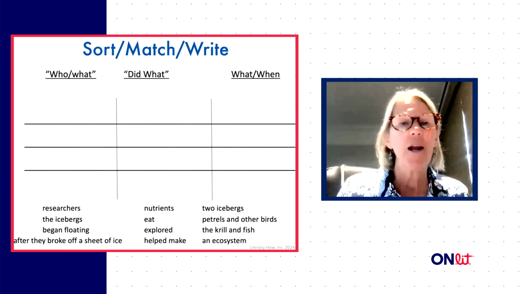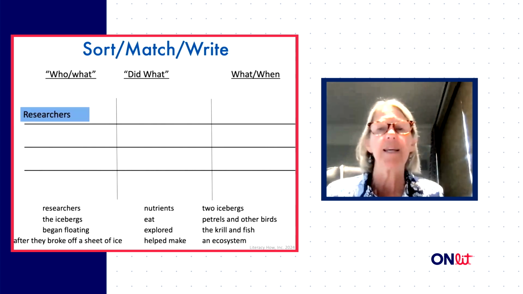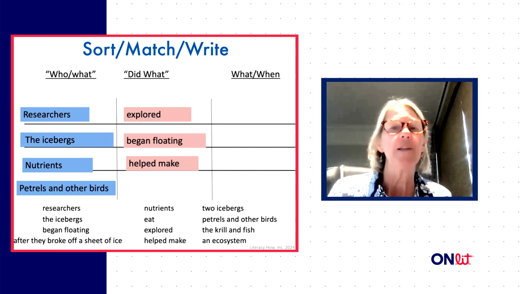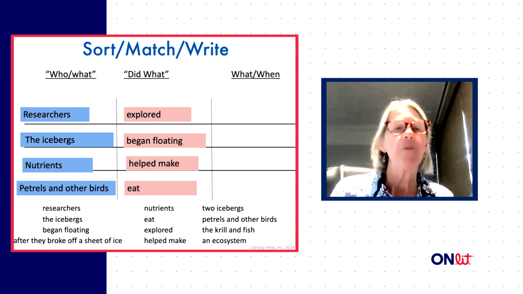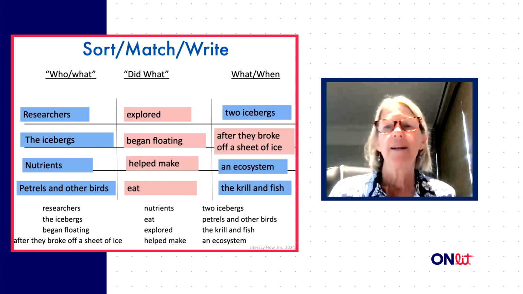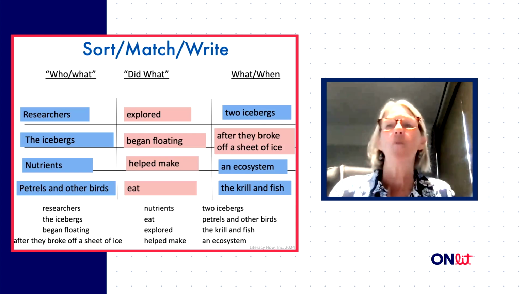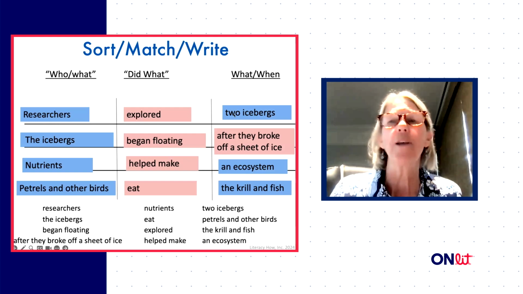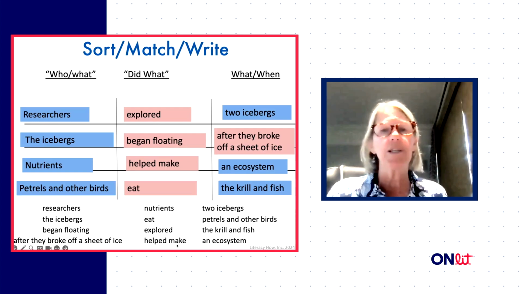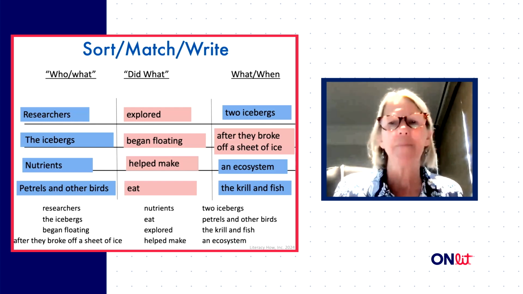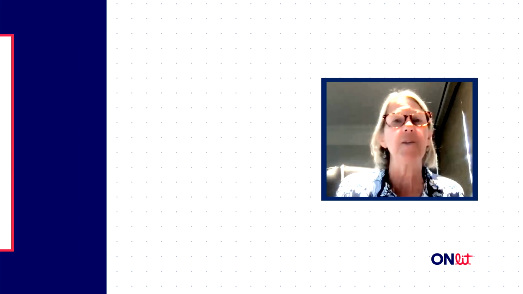We have a text here about researchers finding these nutrients in icebergs. They explored. The icebergs were floating. The nutrients helped make. There's information about birds eating the krill and the fish. So we can have the students sort the who did what to what and when. So these are the objects, or they could be the adverbial clauses, after they broke off a sheet of ice. So you give them the words down below, and then they sort. And then when they're done sorting, they actually write the sentences. And you can have them expand those sentences as well.